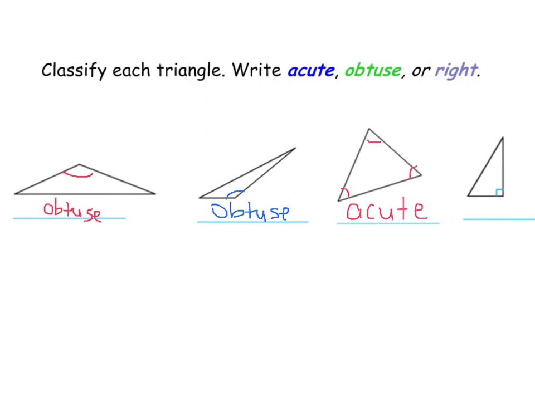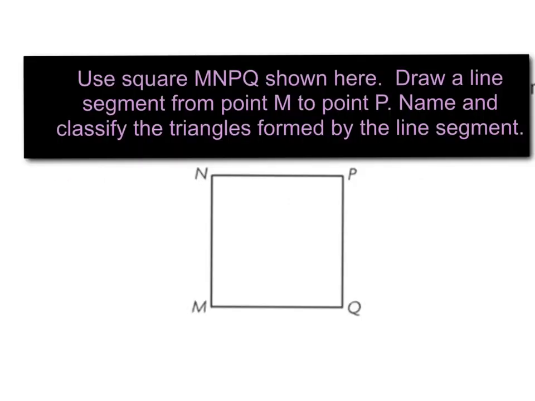And last but not least, I'm going to look at my last triangle to classify it, and I believe that it is a right triangle. The reason why it's a right triangle is because this angle right here is a right angle. Therefore, this is a right triangle. I hope you got all 4 of these right.